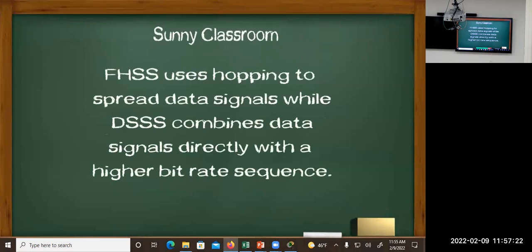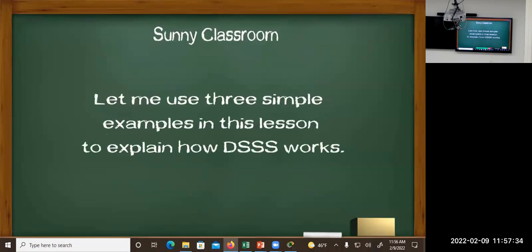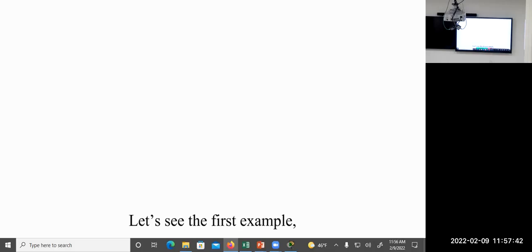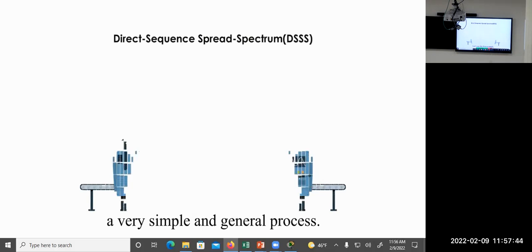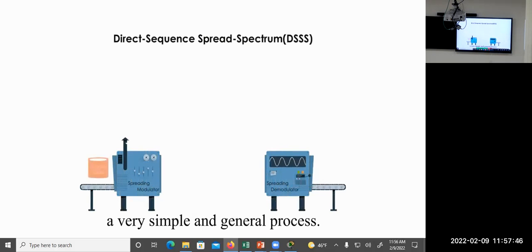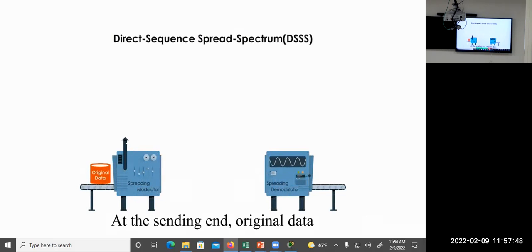FHSS uses hopping to spread data signals, while DSSS combines the data signal directly with a high bitrate sequence. Let me use 3 simple examples in this lesson to explain how DSSS works. Let's see the first example, a very simple and general process.